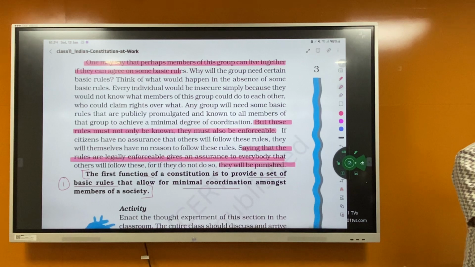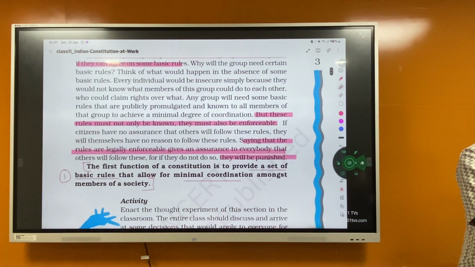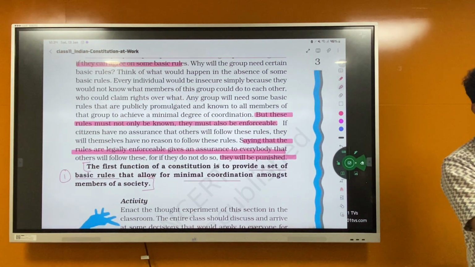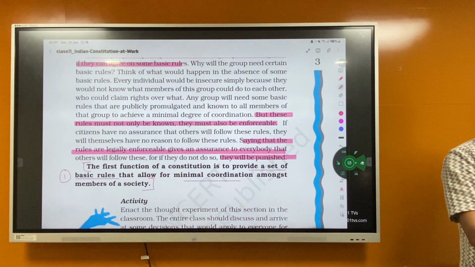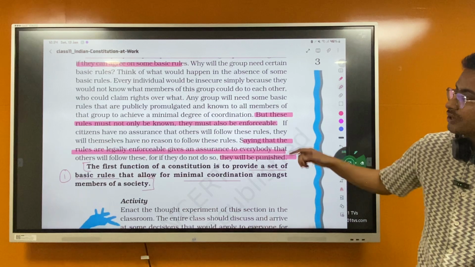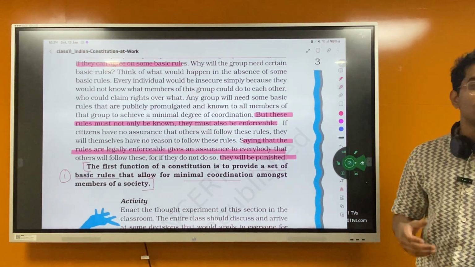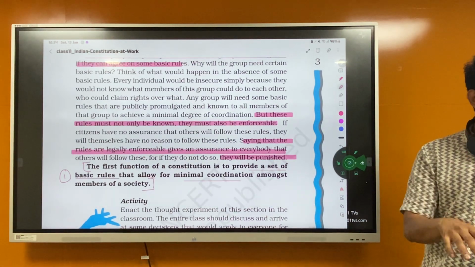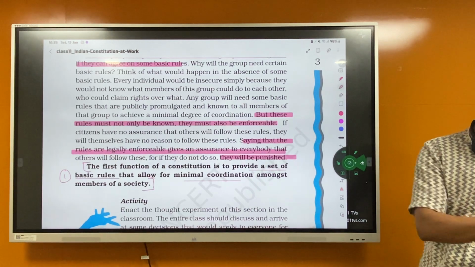Who would claim rights over what? Any group will need some basic rules that are publicly promulgated and known to all members of that group to achieve a minimal degree of coordination. But these rules must not only be known, they must also be enforceable. This is important. We know certain rules are there, but it should be enforceable. The government should enforce it.